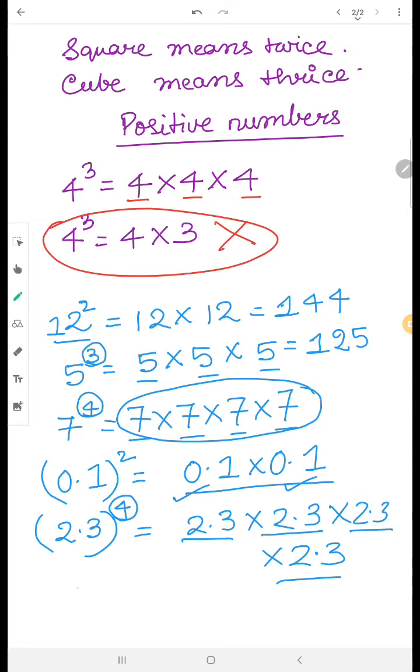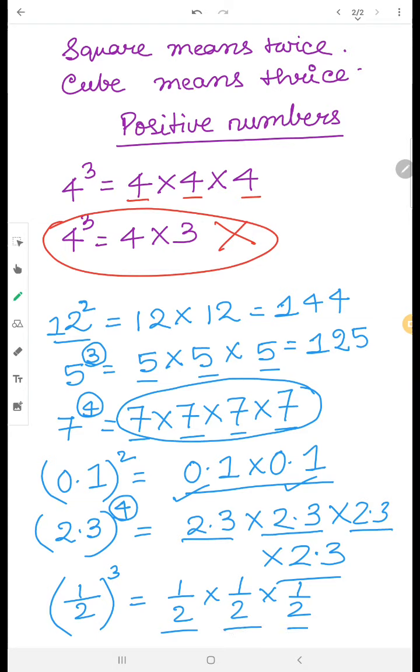You can get positive decimal numbers. You can also get fractions. Suppose I get half to the power cube. What does it mean? Half is getting multiplied by itself 3 times. As you can see, 1, 2, 3 halves are multiplying. So you can get positive decimal numbers, positive fractions, positive numbers. You can get like this.